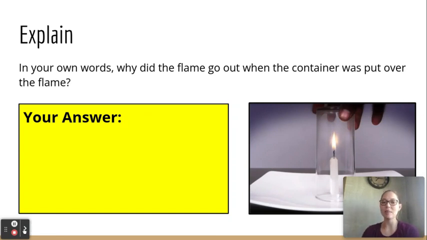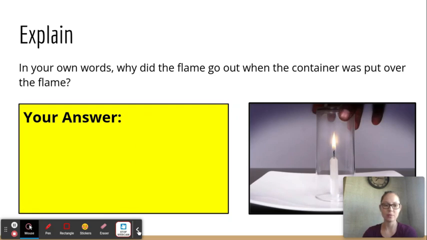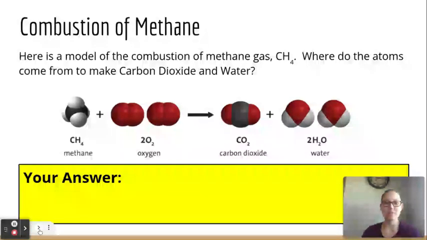Let's talk about what this actually means. In the candle, there are carbon and hydrogen molecules that make that candle up. So those are the reactants in the candle. And then as something burns, it's going to produce carbon dioxide and water.